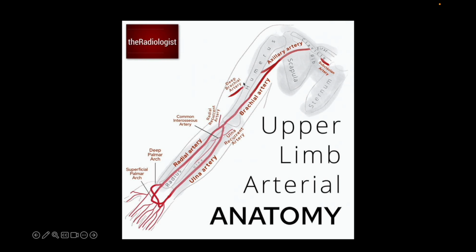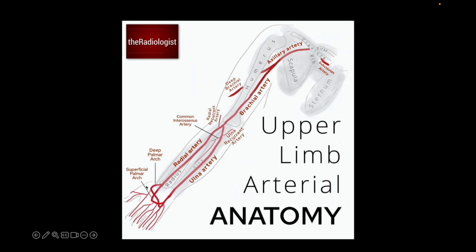The brachial artery has a deep brachial artery branch, or profunda brachii artery. The brachial artery then divides into the radial and ulnar arteries at the elbow. The ulnar artery gives off a common interosseous artery, which divides into the anterior and posterior interosseous arteries.